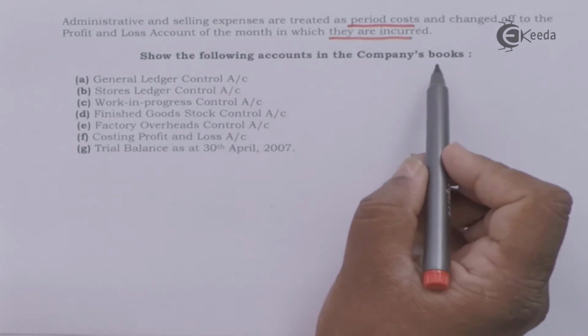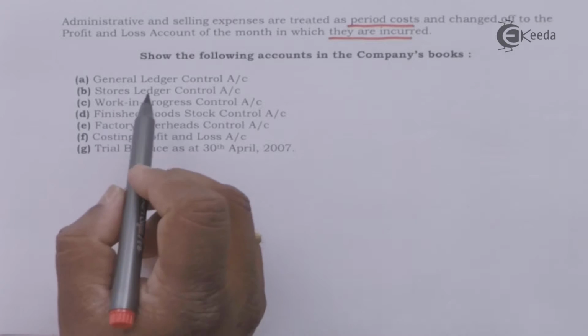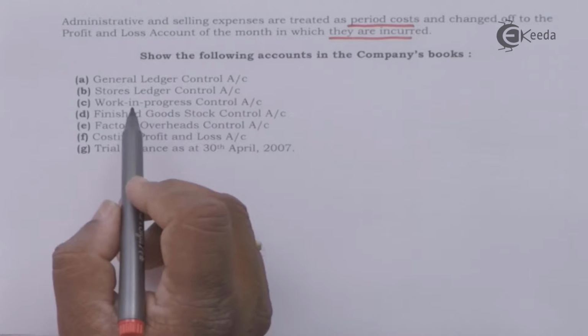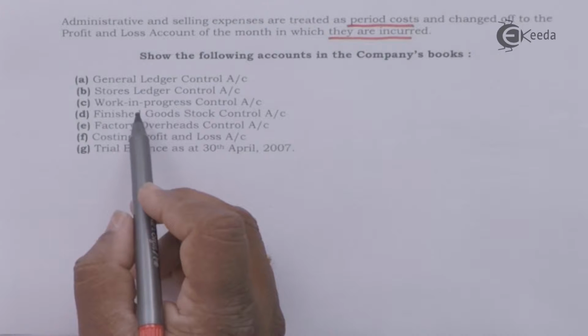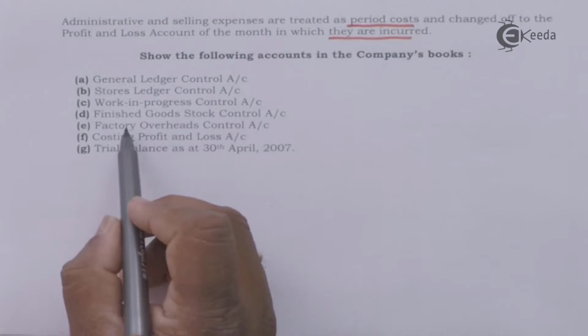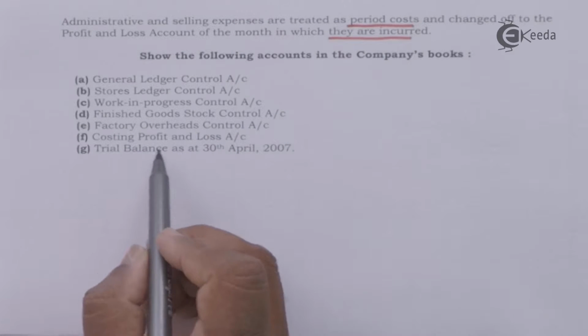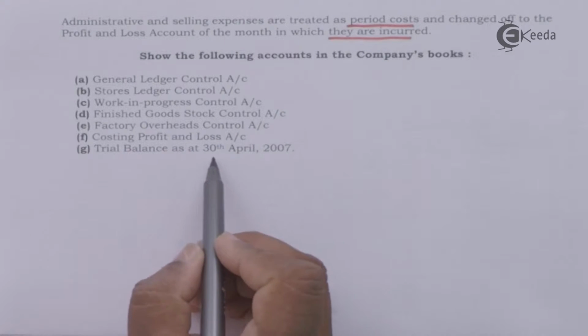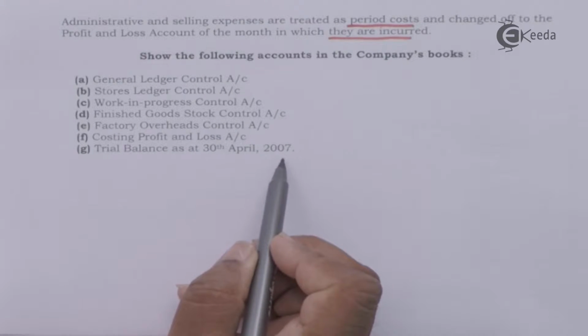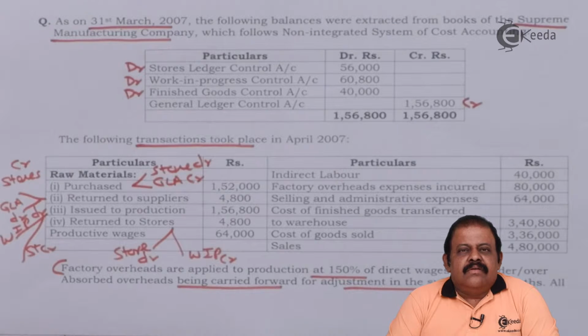Show the following accounts in company's books: general ledger control account, store ledger control account, work in progress control account, finished goods control account, factory overheads control account, costing profit and loss account, and trial balance as on 30th April 2007. We have opened all necessary ledger accounts. Let us start doing the posting.